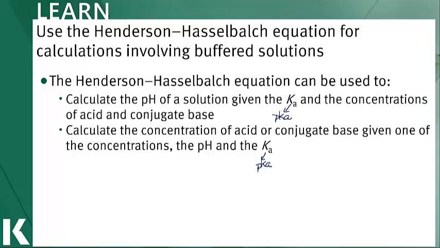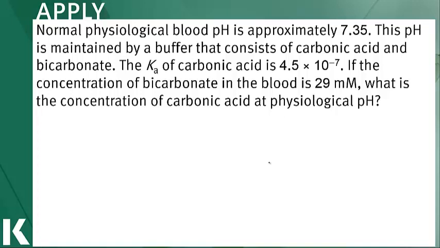In this example, we're told that normal physiological blood pH is approximately 7.35. We're going to need this, so we're going to keep track of the information that they're giving us. This pH, we're told, is maintained by a buffer that consists of carbonic acid and bicarbonate. Carbonic acid is a weak acid. Its conjugate base is the bicarbonate. Then they tell us the Ka of the acid is 4.5 times 10 to the negative 7. And they tell us the concentration of the conjugate base, the bicarbonate, is 29 millimolar. What is the concentration of the carbonic acid at physiological pH?